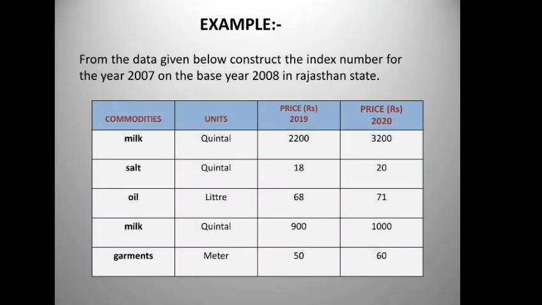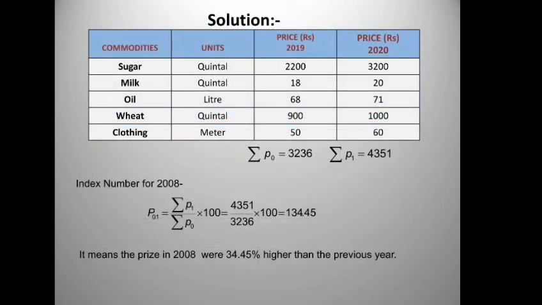So for an example, from the data given below, construct the index numbers for the year 2019 on the base year 2020 in the state of Mizoram. We have commodities, units, price in 2019 and price in 2020. Here we have summed up all the price in 2019, and we have sigma P0 is equal to 3,236, and in the same way we have summed up price in 2020, and we have sigma P1 is equal to 4,351.